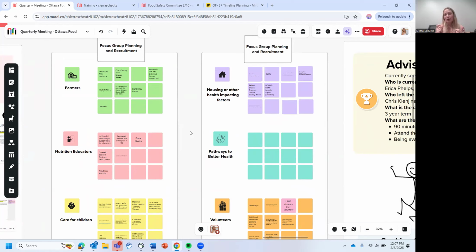As a reminder, focus groups are when a group of people come together and we have a discussion styled conversation around some key questions. And then I do my best to capture all of their insights, all the things that they said, and then put it into a format that's shareable to Ottawa Food members so that we can use that expertise and those insights to guide our strategic plan.